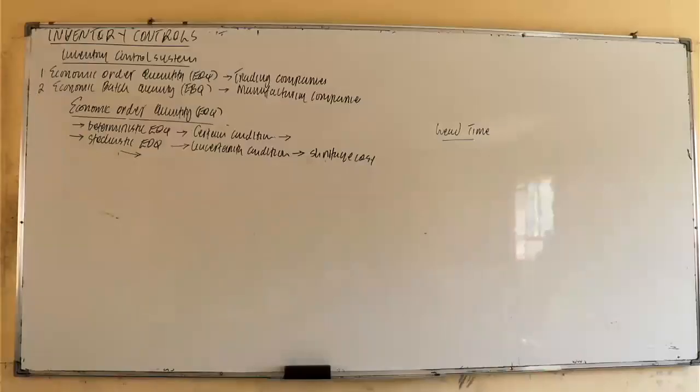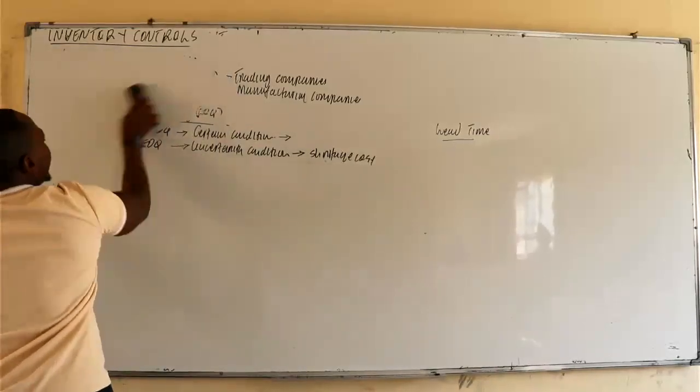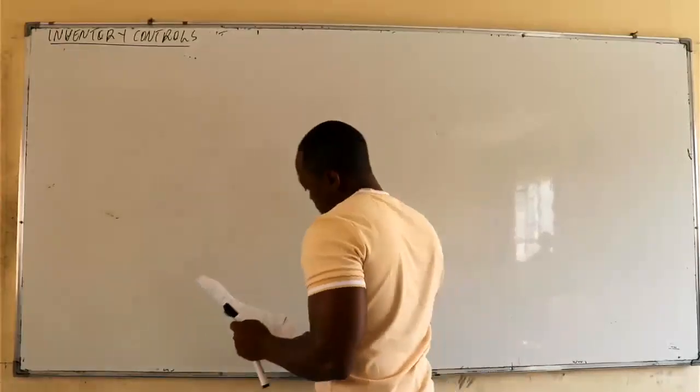Good. Another assumption is that there is no shortage cost, hence no stock out cost. Also assumes that the purchase cost is constant. Also, the ordering cost remains constant. And how do we evaluate EOQ for this model? Now, this is how we evaluate the EOQ model.